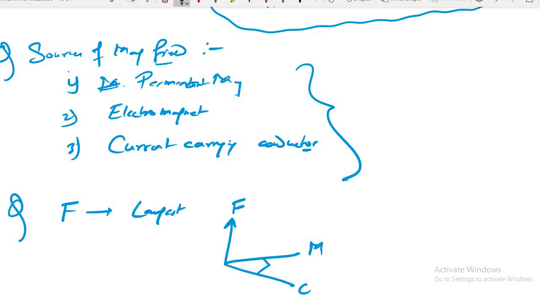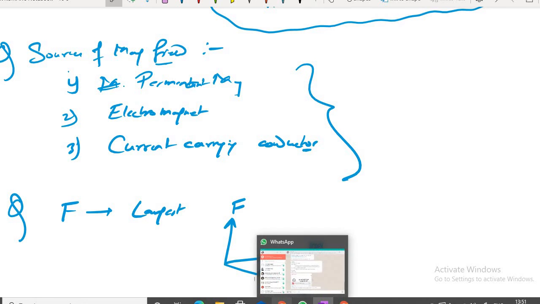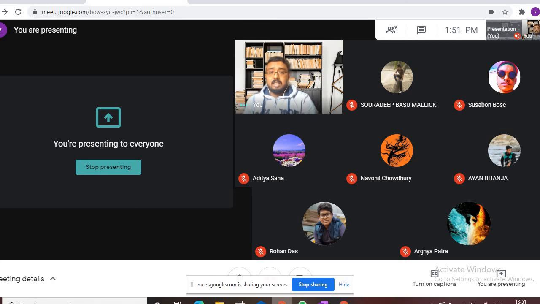Let me tell you one MCQ. The magnetic field inside a long straight solenoid carrying current is zero, decreases as we move towards its end, increases as we move towards its end, or is same at all the points. What will be the answer? Sir, same at all the points. Yes, so the magnetic field inside a solenoid is same at all the points.